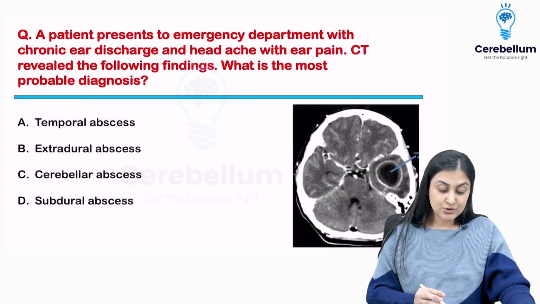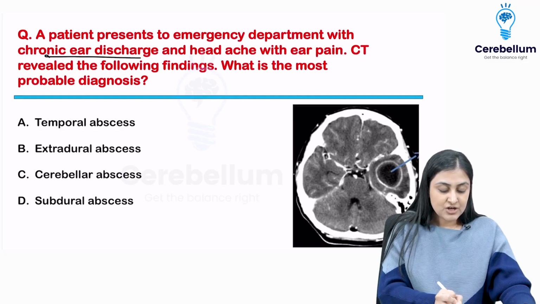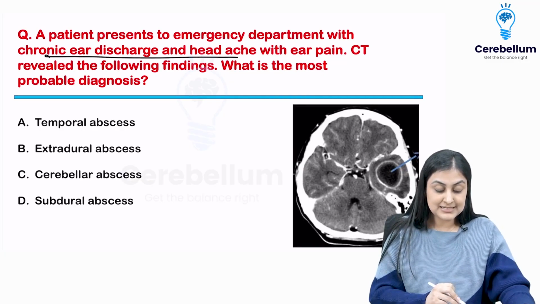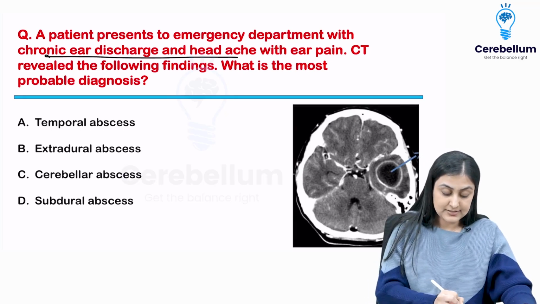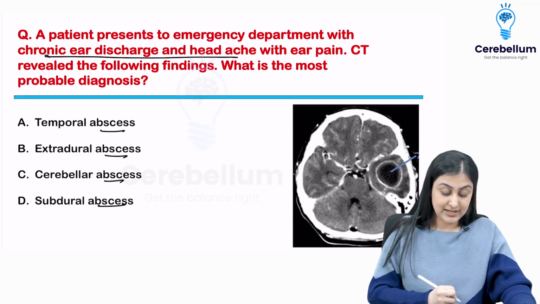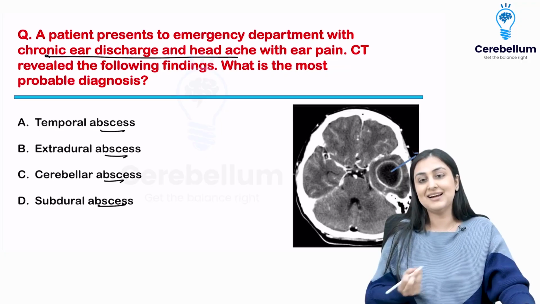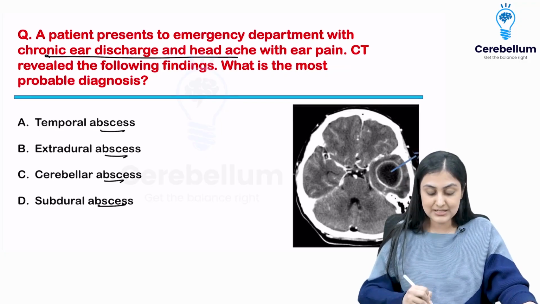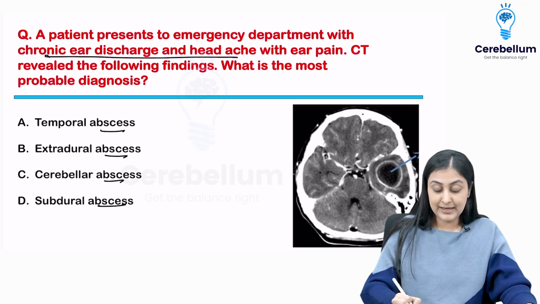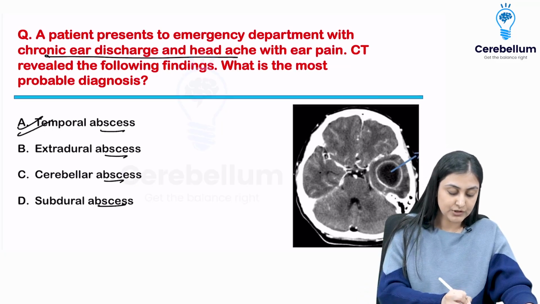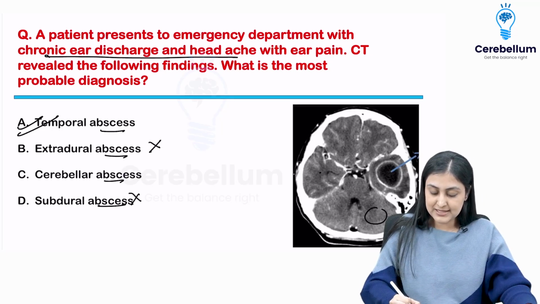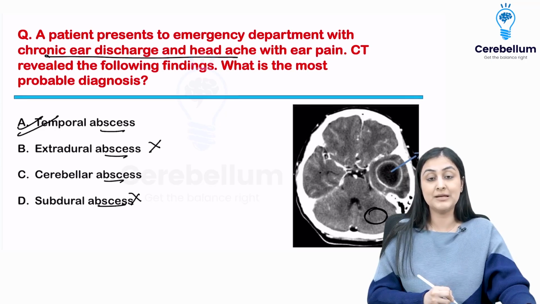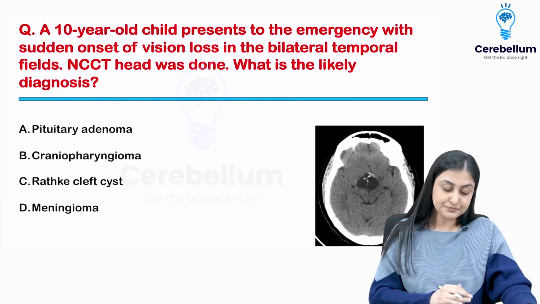A patient presents to the ED with chronic ear discharge and headache with ear pain. CT revealed the following findings. What is the diagnosis? So on the CT, you have this large ring enhancing lesion. This is an abscess for sure. But that is not what they are asking. They are actually asking me anatomy. Where is this abscess located? Is it in the temporal lobe? Yes. So this is the left temporal lobe. It is not extradural. It is not subdural. It is not cerebellar. If it was cerebellar, it would be here, right?